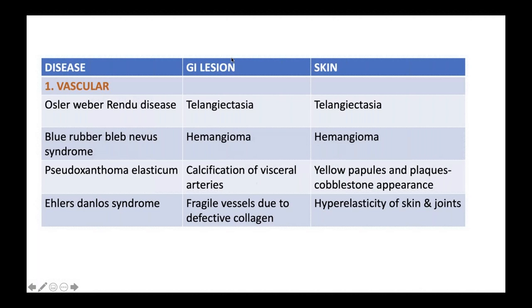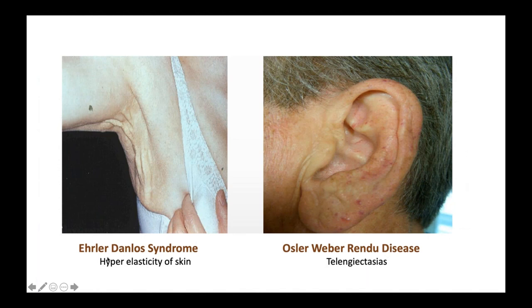Pseudoxanthoma elasticum: in the GI tract, you have calcification of the visceral arteries, and the cutaneous manifestations include yellow papules and plaques leading to a cobblestone appearance. Then Ehlers-Danlos syndrome, which leads to defective collagen and fragile vessels, and cutaneous manifestations include hyperelasticity of skin and joints. So here we can see the hyperelasticity of skin and joints, and the typical telangiectasias in case of Osler-Weber-Rendu disease.